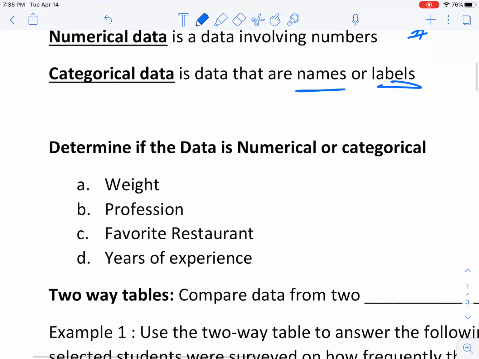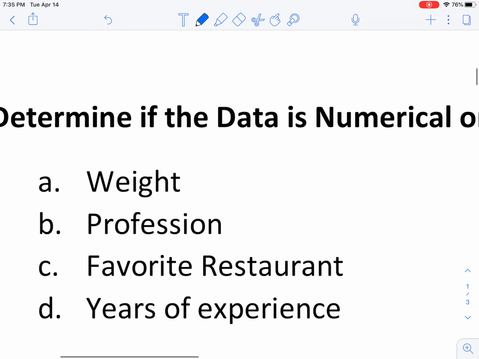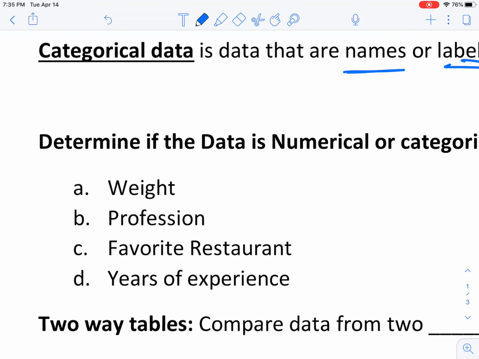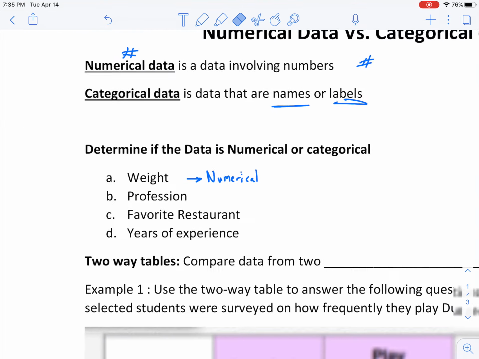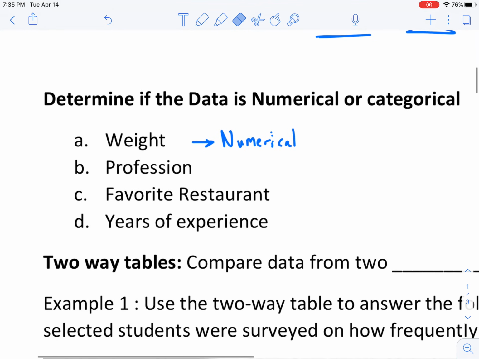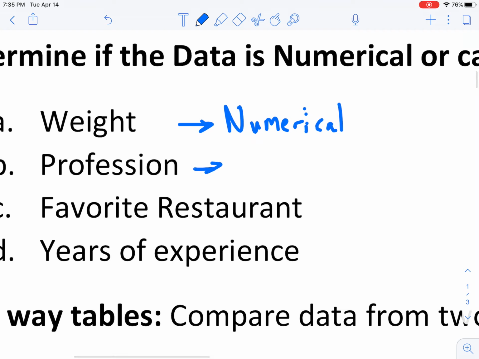So let's look at some examples here. Determine if the data is numerical or categorical. So if somebody's weight, right? Like if I asked a person, how would you describe your weight? You would typically say in pounds or kilograms or whatever. So a weight is numerical. Okay. Let's see. Profession. Okay, well, what is your profession? I teach. Okay, so that's a name, right? So that would be categorical.